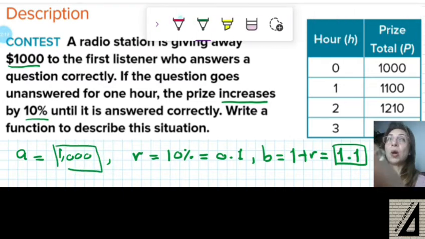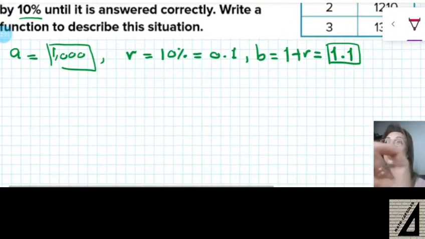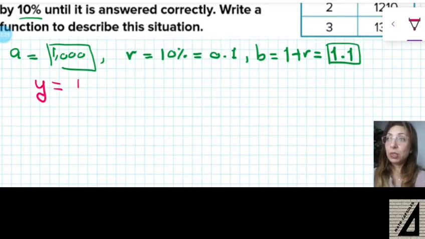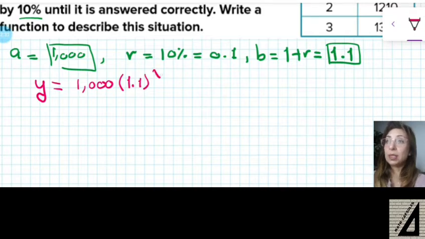We can easily now write the equation like y equals A, that is 1000, times B, that is 1.1, to the power of x, like this. And this is the final answer.